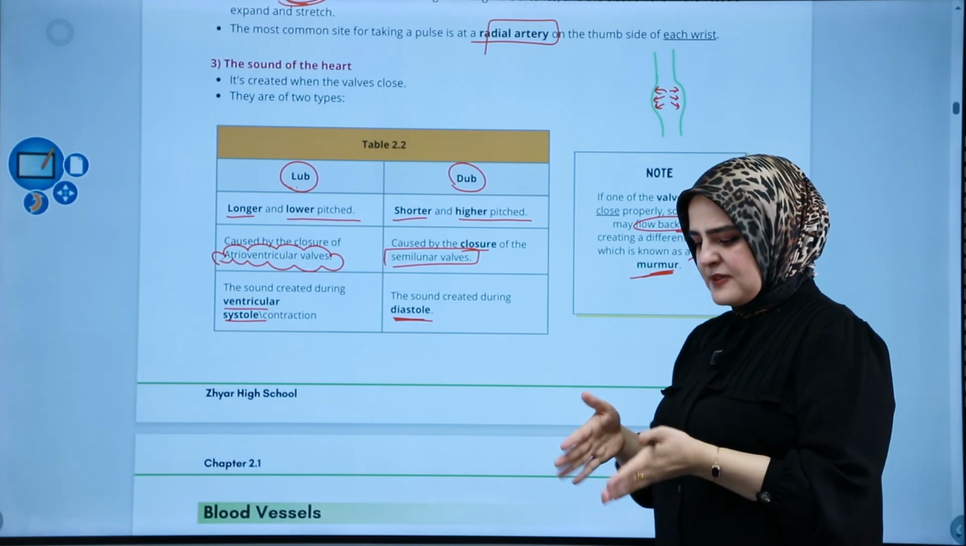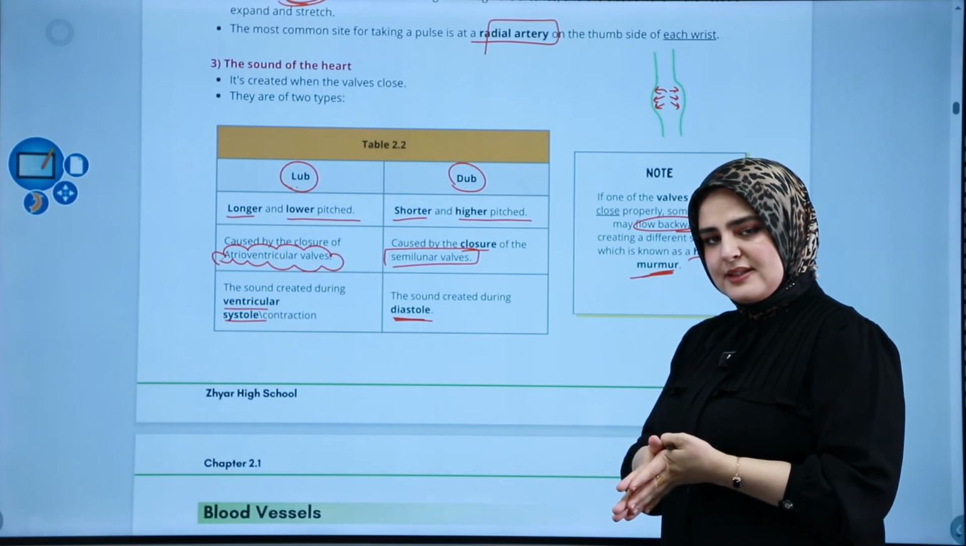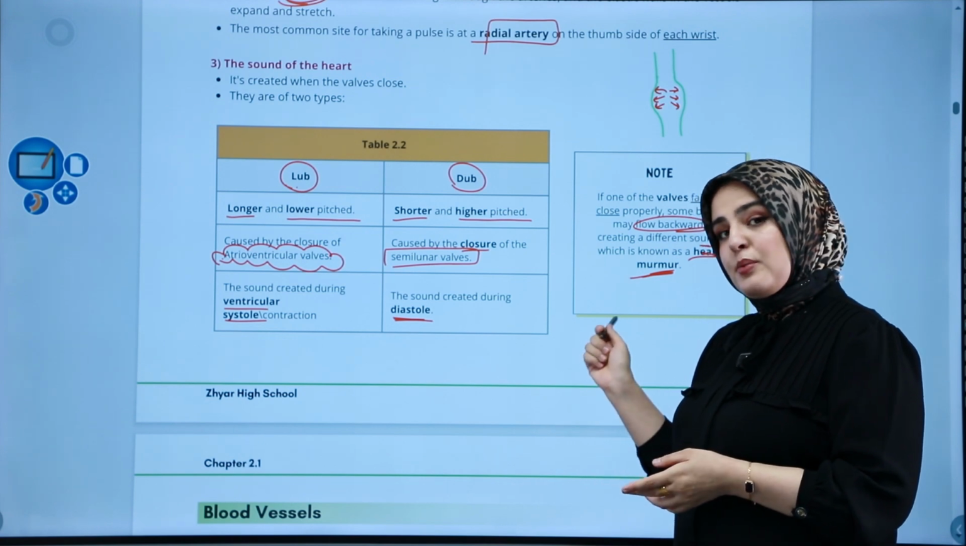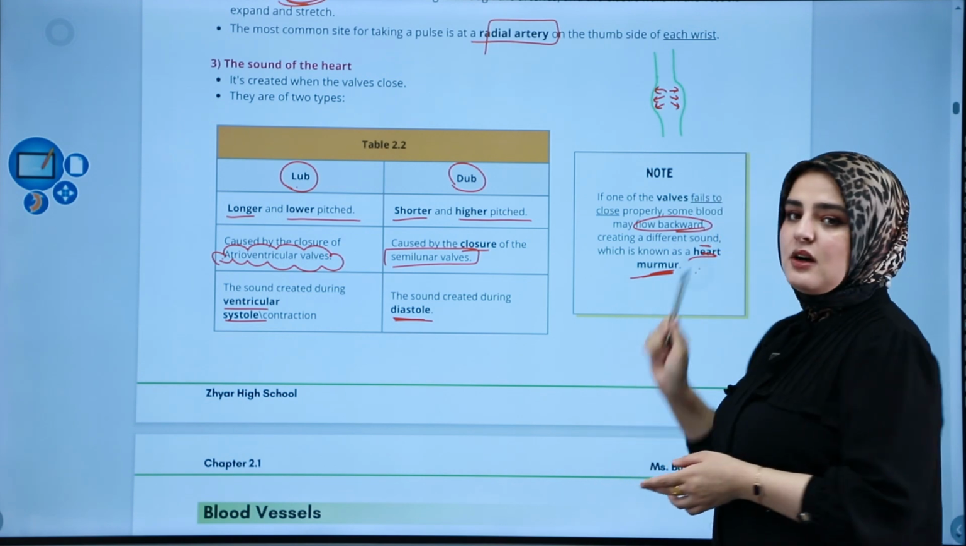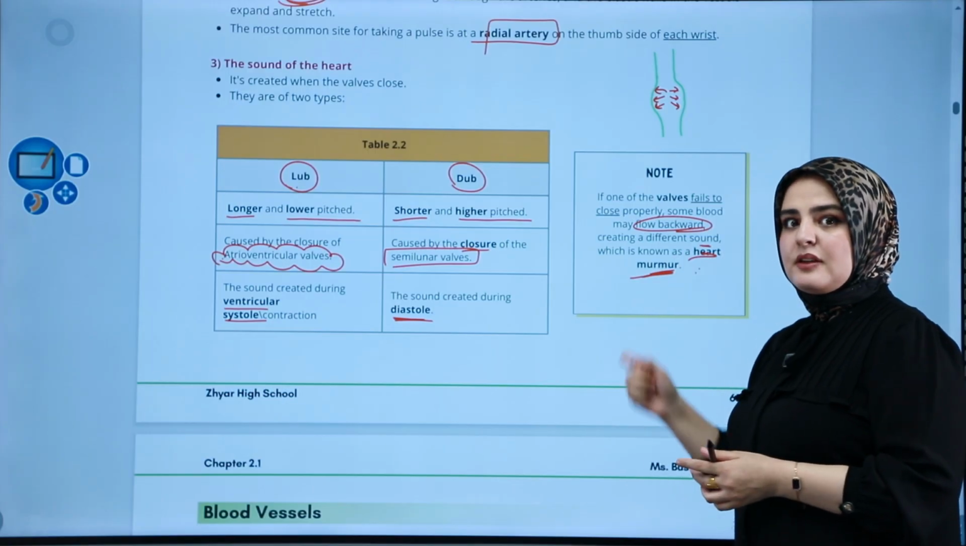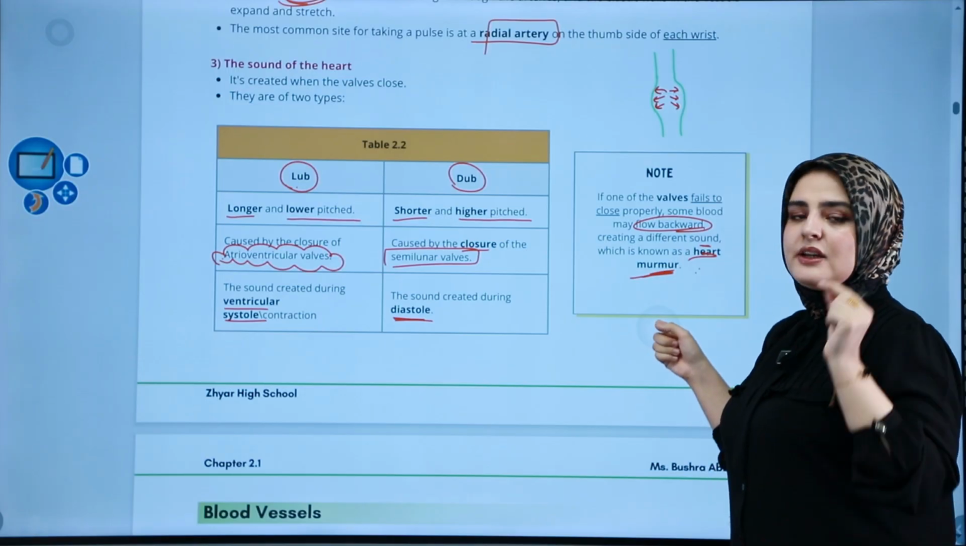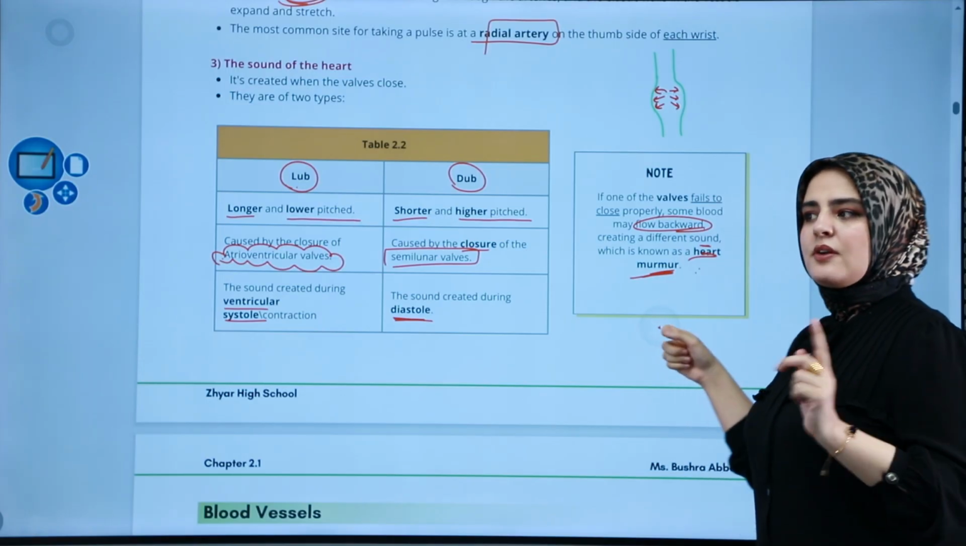See, if one of the valves is not closing properly, the sound is going to change. And once that happens, that means there's a problem with it. One of them is heart murmur. Again, I will repeat it. Heart murmur is a problem in the heart valves. It changes the sound of the heart. Write this as a note.